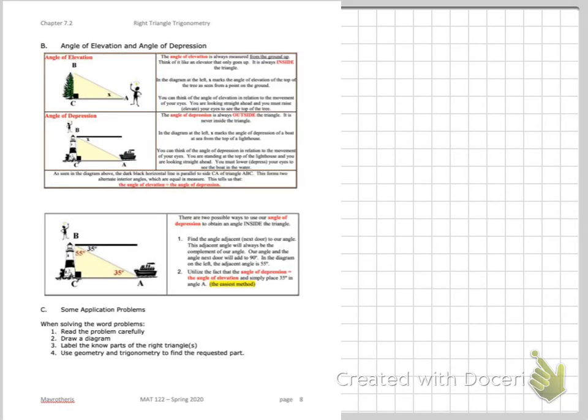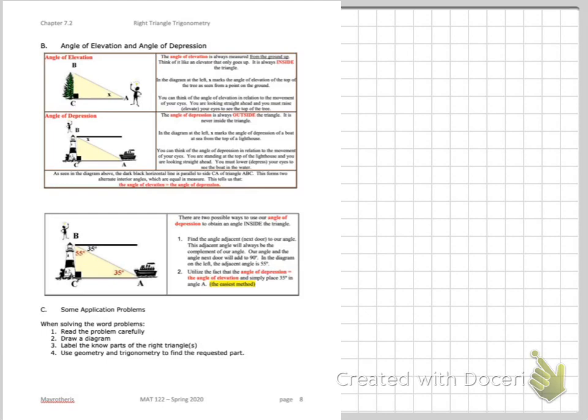Okay, here are the last 2 pages of the notes. I've lumped these together because there really isn't much to do on page 8. You do have to understand the difference between an angle of elevation and an angle of depression. Both angles are measured from the horizontal. If you are at one end and you look up, we're talking about an angle of elevation. If you look down, it's an angle of depression.